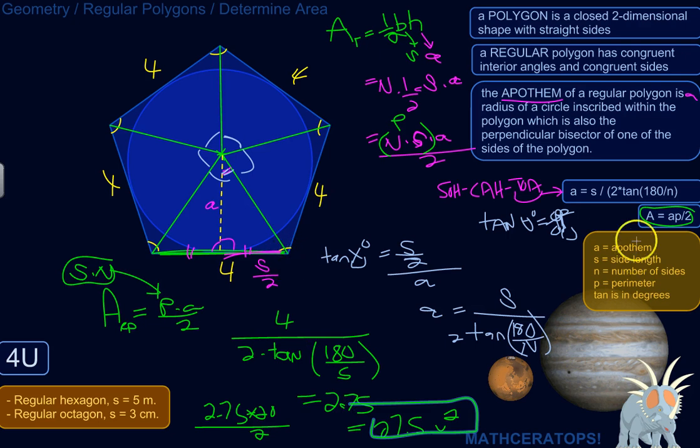All right, so these are the formulas that you'll need. The area of a regular polygon is the apothem times the perimeter of the polygon divided by 2, and the apothem is the side length divided by 2 times the tangent of 180 degrees over the number of sides. So here's a couple of them to try. A regular hexagon, that's a 6-sided figure, and a regular octagon, that's an 8-sided figure. Side length of 5 meters for the first one, side length of 3 centimeters for the second. Good luck.